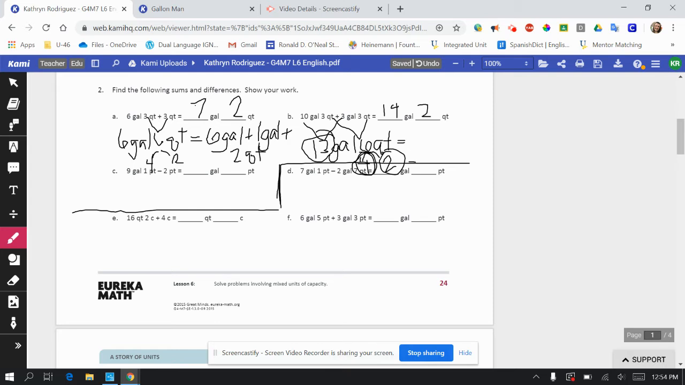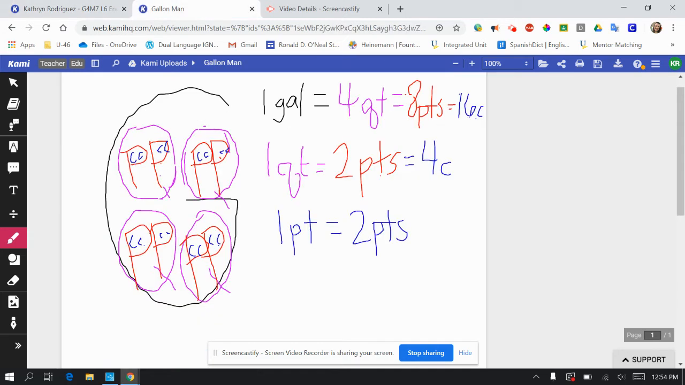Letter C. This is a subtraction problem. So I will need to do some regrouping. This is where I take apart the gallons. I will have 8 gallons. Now I'm taking 1 gallon and turning it into pints. I'm going to go check my Gallon Man here. 1 gallon equals 4 quarts. I don't need that information.